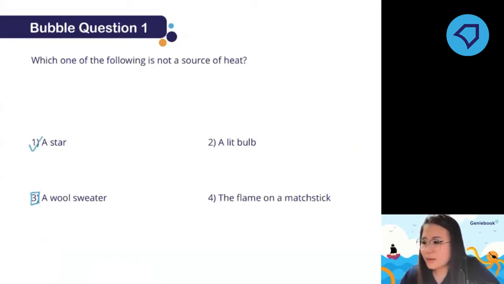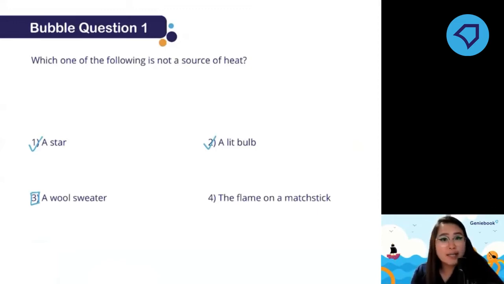And then what about a lit bulb? A bulb that is switched on. Yes, it also is a source of heat. Like I've explained just now, when you switch on a light, especially for long periods of time, it actually releases heat into our environment, due to how electricity works.